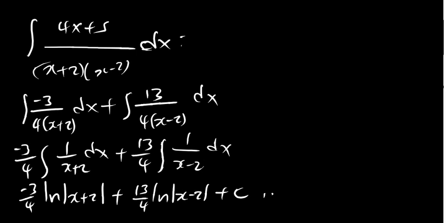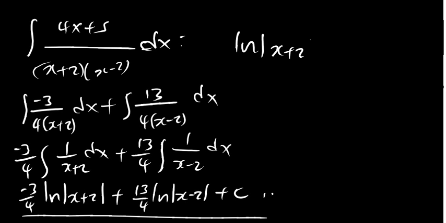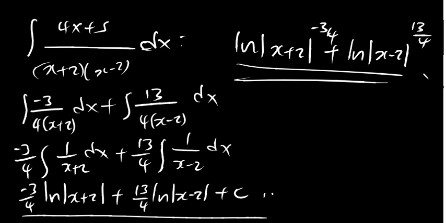Okay, you can end there to say this is the answer, or you can say that if you want, you can shift those other coefficients to the top side. You can say that it's going to be ln modulus, you have x plus 2 to the power negative 3 over 4, plus you can say also ln modulus of x minus 2 to the power 13 over 4. You can also say this is the answer. Okay.